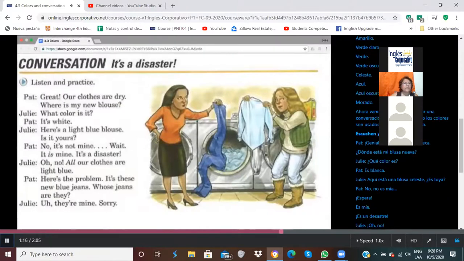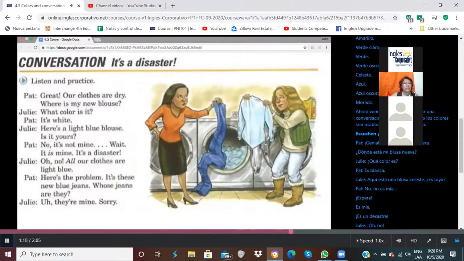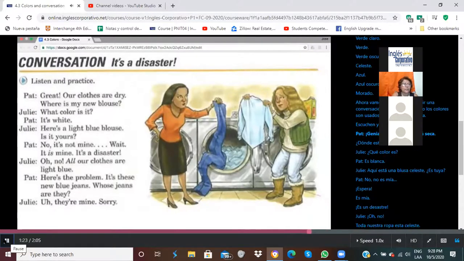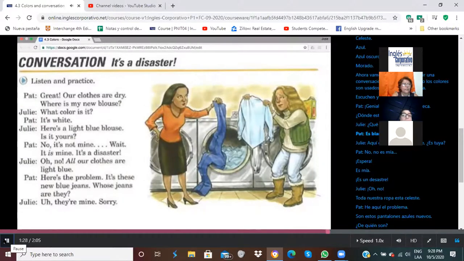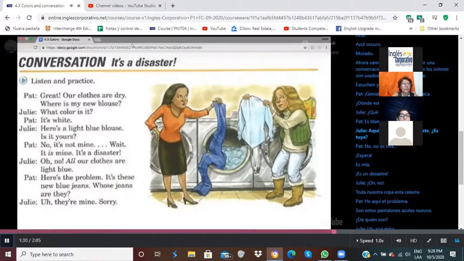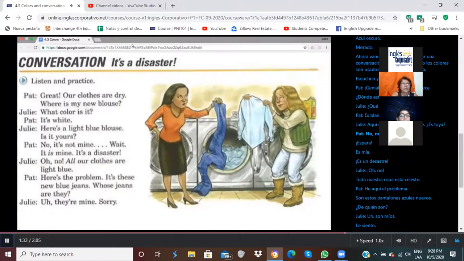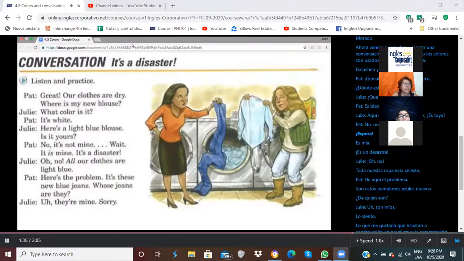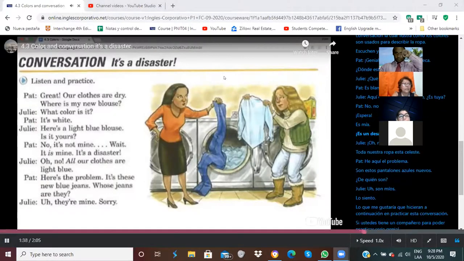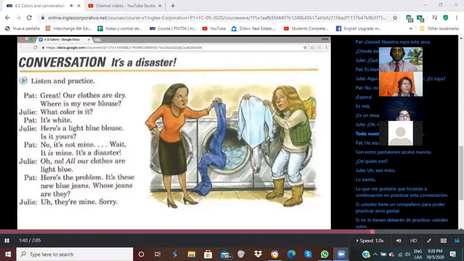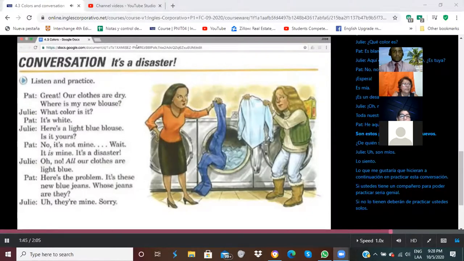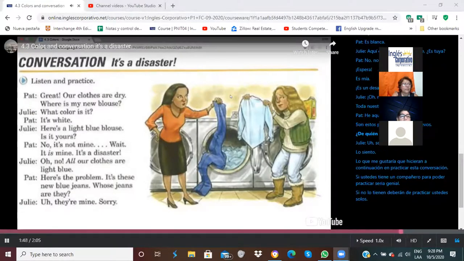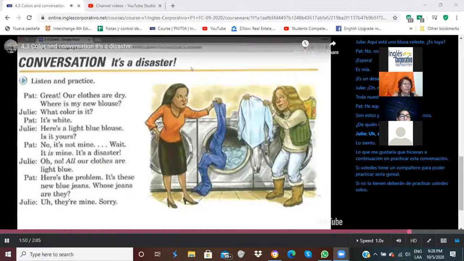Let's listen and repeat. Great! Our clothes are dry. Where is my new blouse? What color is it? It's white. Here's a light blue blouse. Is it yours? No, it's not mine. Wait, it is mine. It's a disaster. Oh no, all our clothes are light blue. Here's the problem. It's these new blue jeans. Whose jeans are they? They're mine.